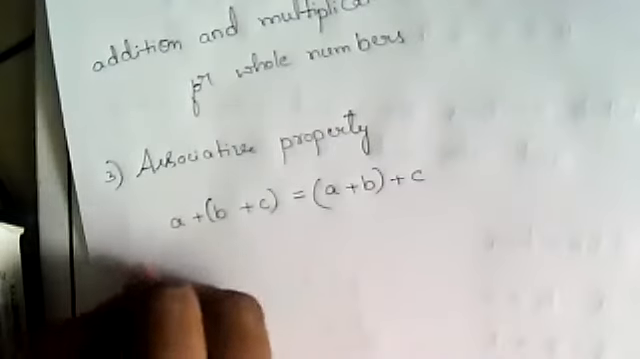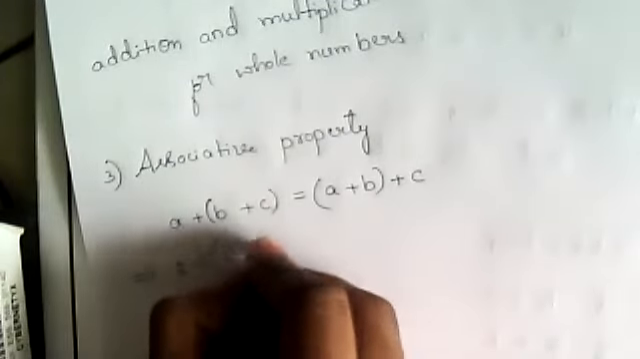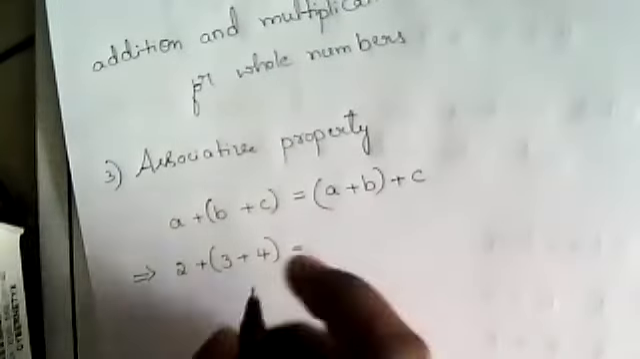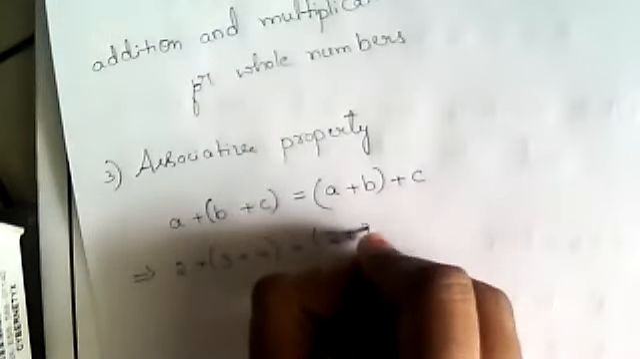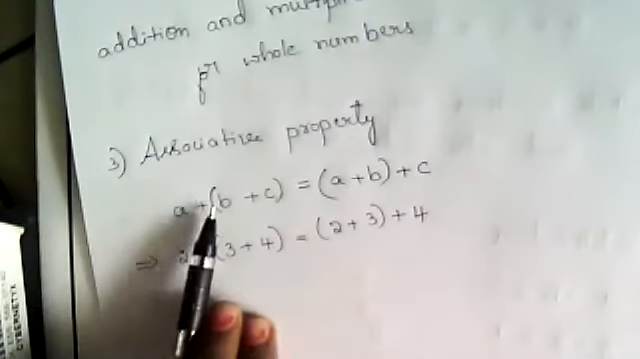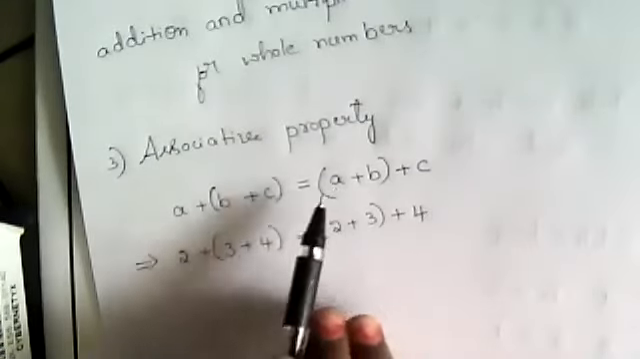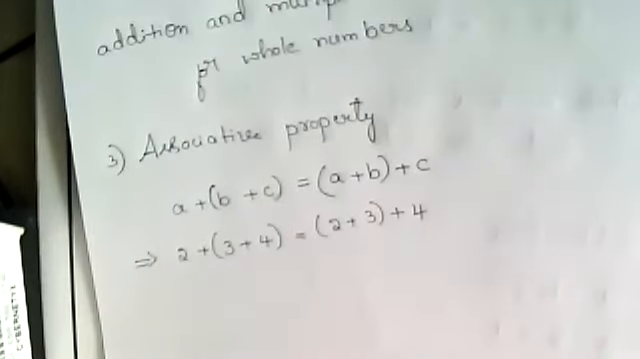So for example, here I will take 2 plus 3 plus 4. And the same numbers I have to copy here, 2 plus 3 plus 4. See, here we have the same numbers. In the place of A it's 2, in the place of B it's 3, in the place of C it's 4. Here also the same numbers: in the place of A it's 2, in the place of B it's 3, in the place of C it's 4.